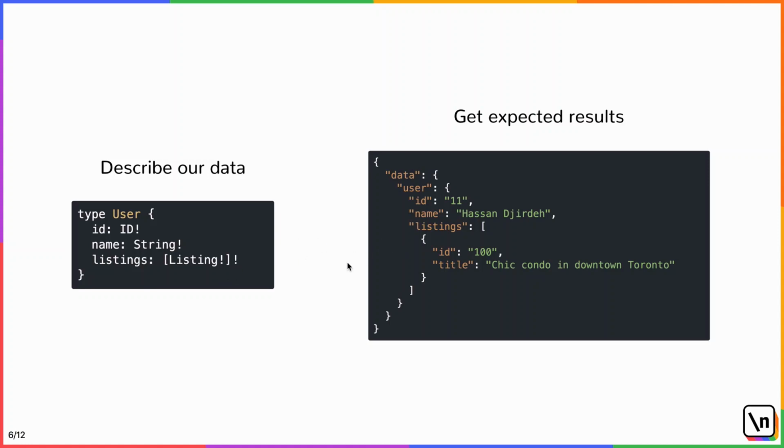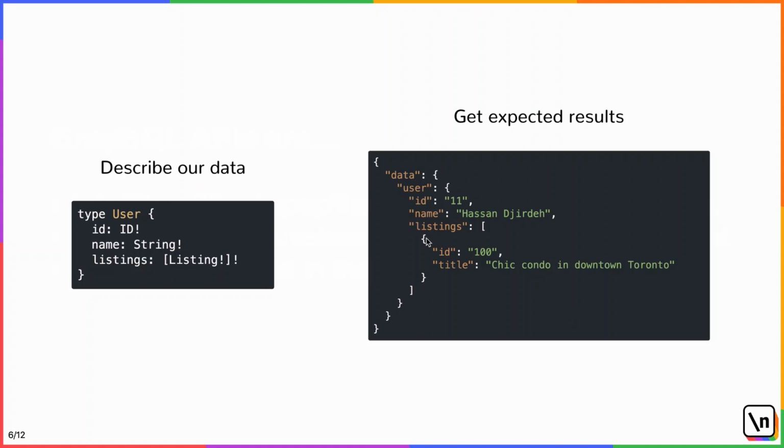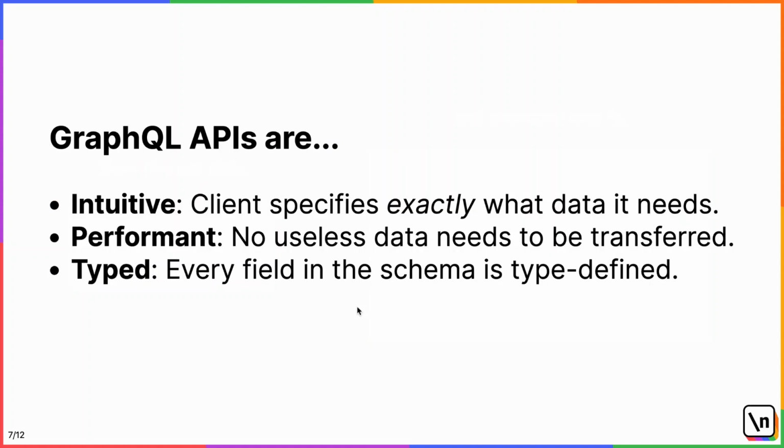GraphQL allows for some significant benefits. GraphQL APIs are intuitive because the client specifies exactly what data it needs, thus making the code intuitive and easy to understand. GraphQL APIs are performant because no useless data needs to be transferred, and as a result, reduced latency will make our app feel faster. This is especially important for slower internet connections. And GraphQL APIs are typed. GraphQL uses a type system of its own to validate requests. This integrates beautifully with TypeScript to create a robust, statically typed application.